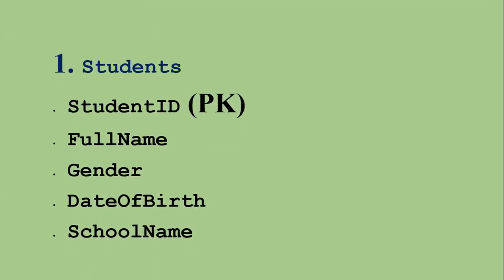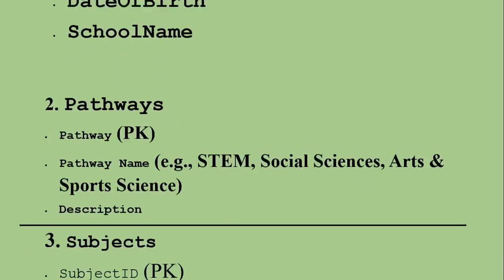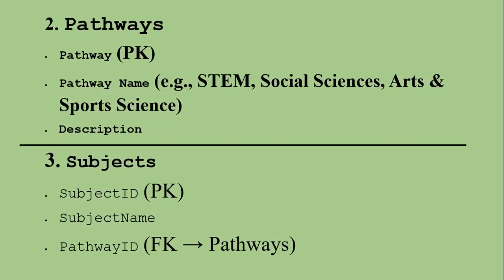For instance, if you look at the first table, students, it will have the student ID as the primary key. The PK here stands for primary key. We shall have the full name of the student, gender, date of birth, school name. We can also add the year, that is the current year, and the semester. Then on the pathways, we shall have the pathway ID as the PK, that is the primary key. We have STEM, social sciences, arts and sports science. Then we shall have the description of the pathway.